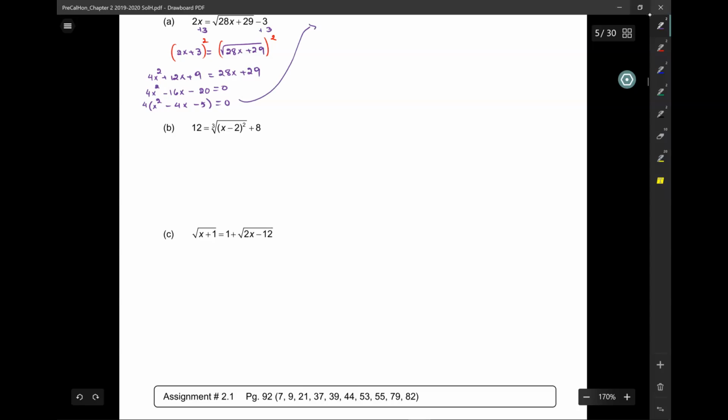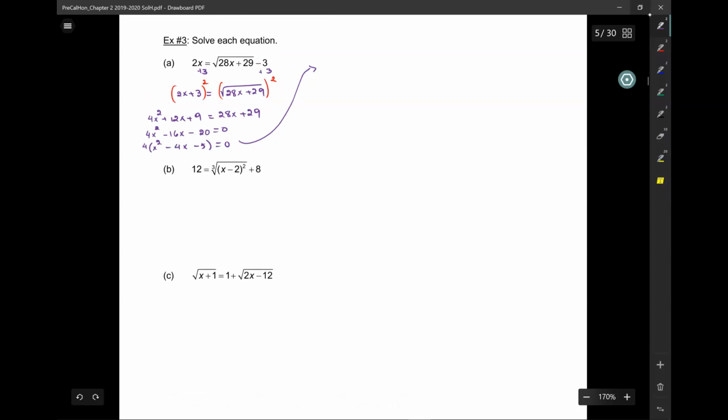Then I'm going to factor some more. So that's going to be x minus 5, x plus 1. Does the 4 make a difference here? No. So I get x equals 5, x equals negative 1. Now, we need to check.